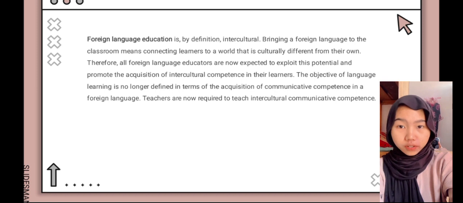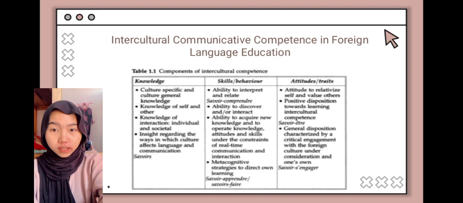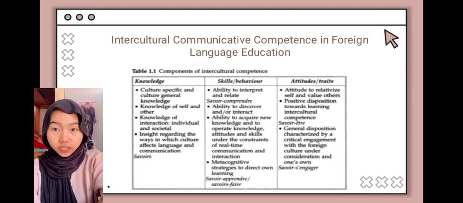Teachers are now required to teach intercultural communicative competence. Okay, the next material is intercultural communicative competence in foreign language education. To be able to deal with intercultural experiences, one must have a number of intercultural competencies and characteristics. As you can see in the PPT, there are three components of intercultural competence, including knowledge, skills or behavior, and attitudes. And you can read the points of them in the PPT.